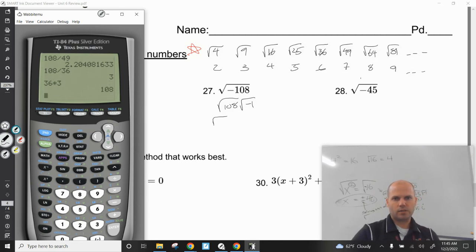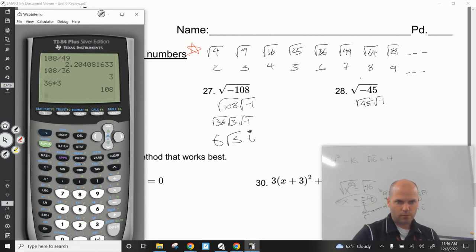Root 36, root 3 is root 108, times root -1. Root 36 is 6. The square root of 3 is the square root of 3. The square root of -1 is i. This does not simplify. It's an ugly decimal. You type this into your calculator, you get 6. Got it? All right, root 45, root -1.